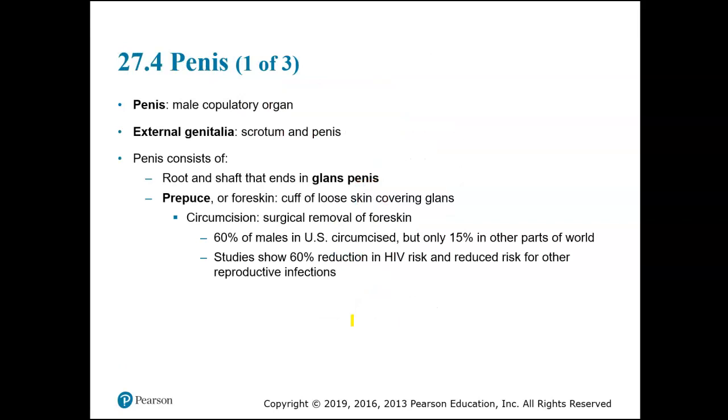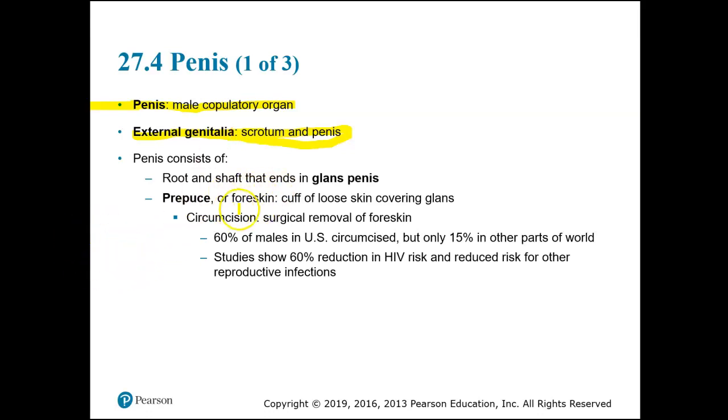Okay, the penis itself is the male copulatory organ. In other words, it is used for sexual intercourse. The external genitalia are both the scrotum and the penis. The penis consists of the root and the shaft, and then the end of it is called the glans penis.